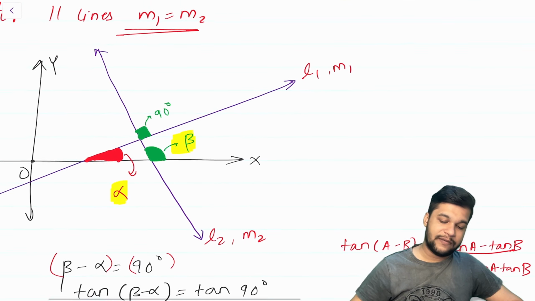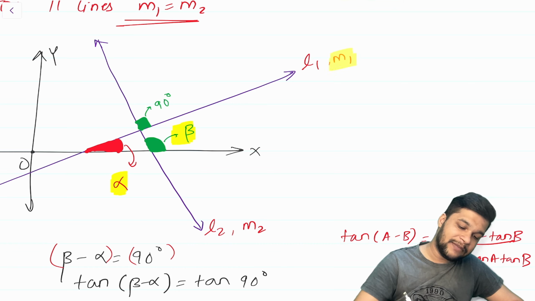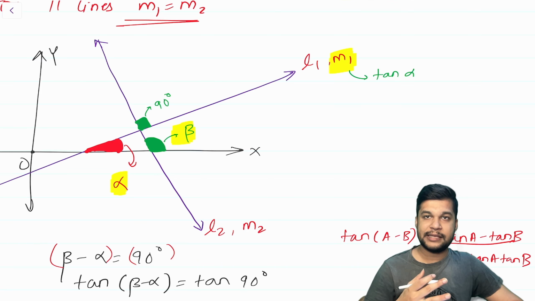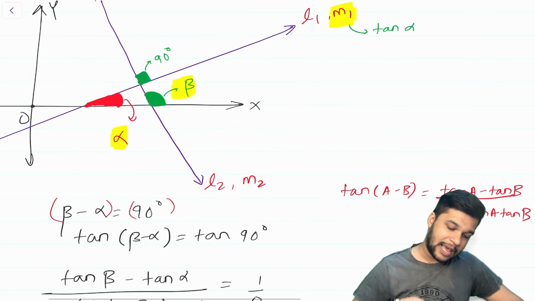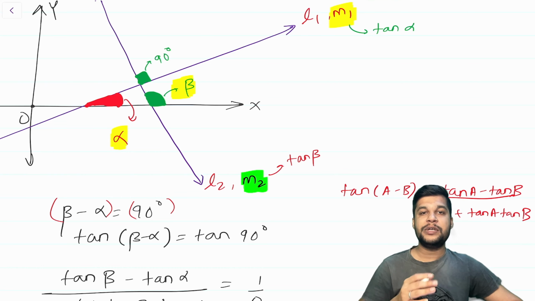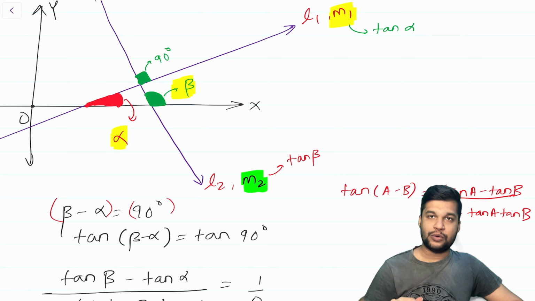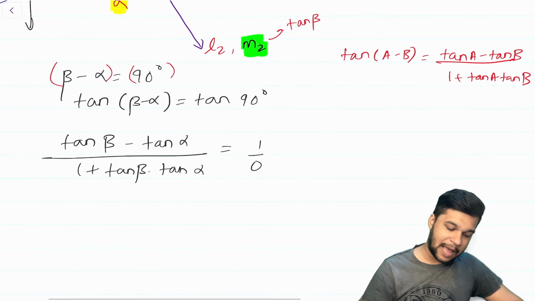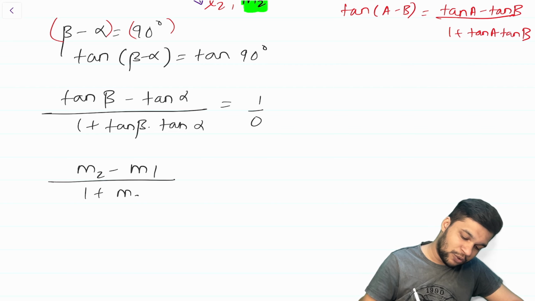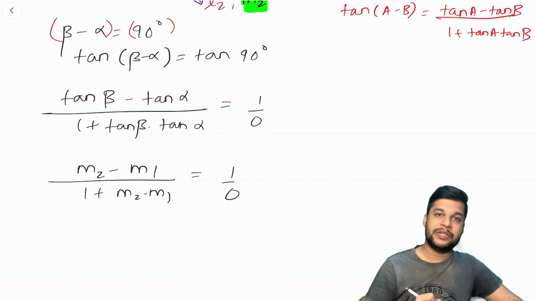Now guys, if you observe the diagram, can I say that M1 is tan of alpha? This is tan alpha, because the angle at which line 1 is inclined is alpha, right? So can I say M1 is tan alpha? Of course I can say that. And can I say that for M2 this is tan of beta, because the angle at which line 2 is inclined is beta, so tan of beta will be M2. So M1 is tan alpha, M2 is tan beta. I'm going to substitute it over here. So this becomes M2 minus M1 divided by 1 plus M2 into M1, and this is equal to 1 by 0.